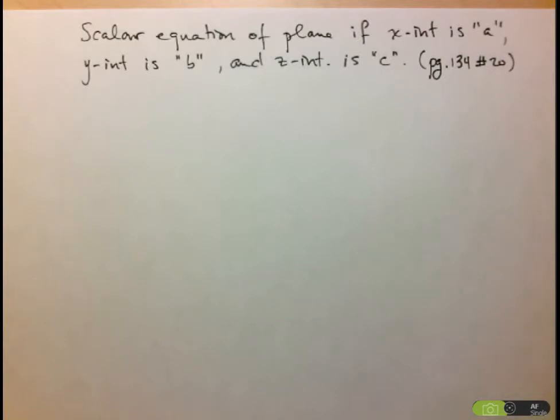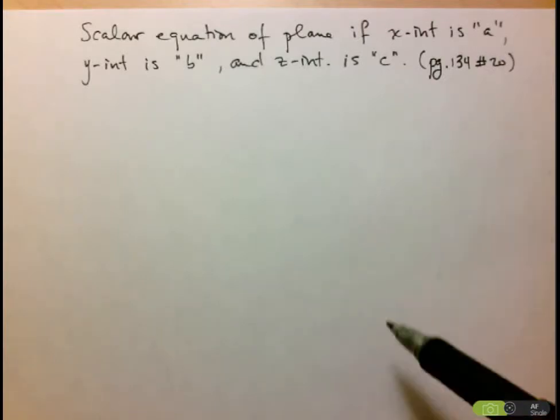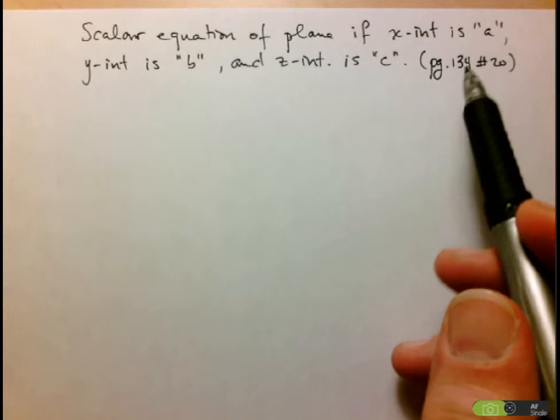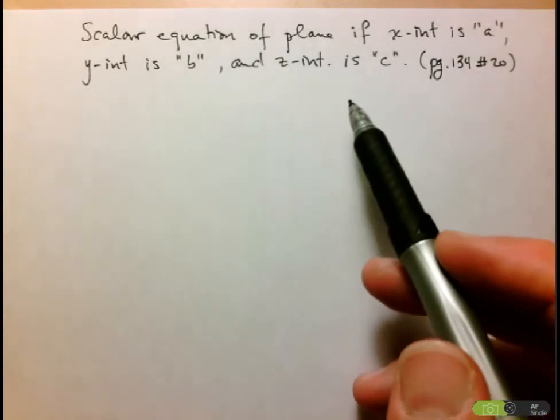Hi folks, we're going to take a look at question 20 from page 134. Here they're asking us to find the scalar equation of the plane that has x-intercept A, y-intercept B, and z-intercept C. Okay, so here they're giving these as unknowns. We'll have to work with them that way.